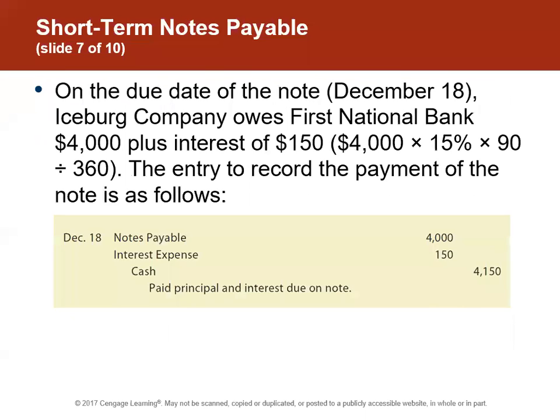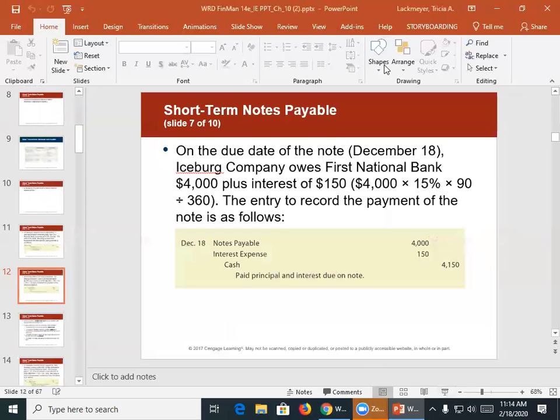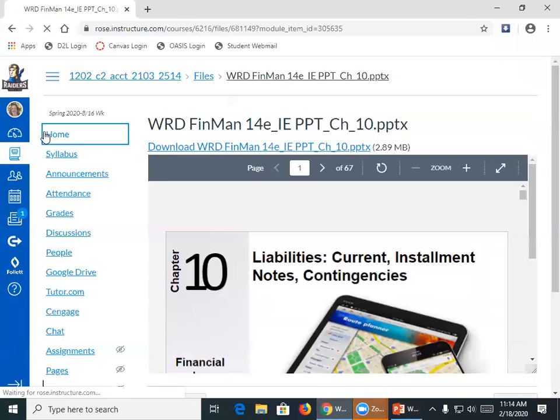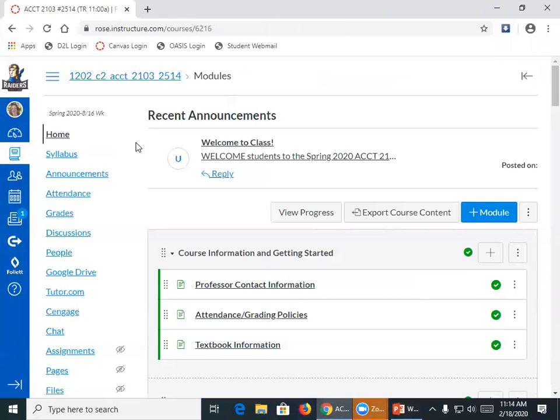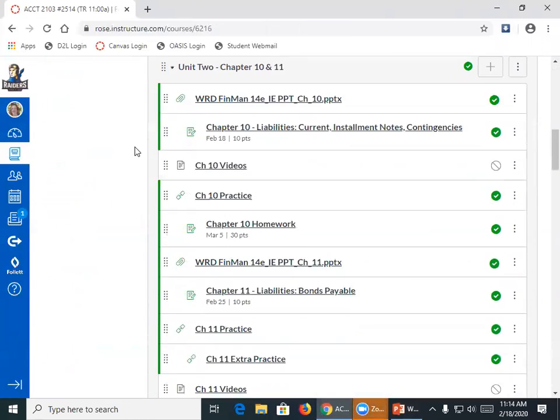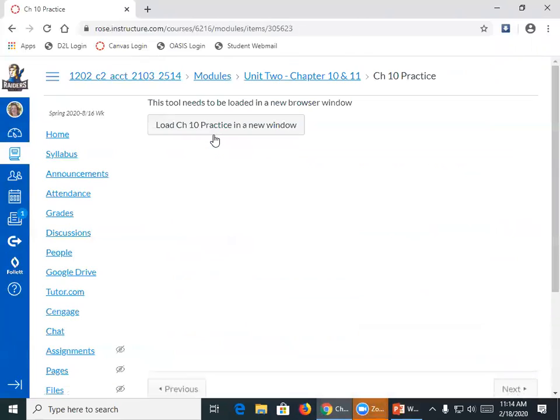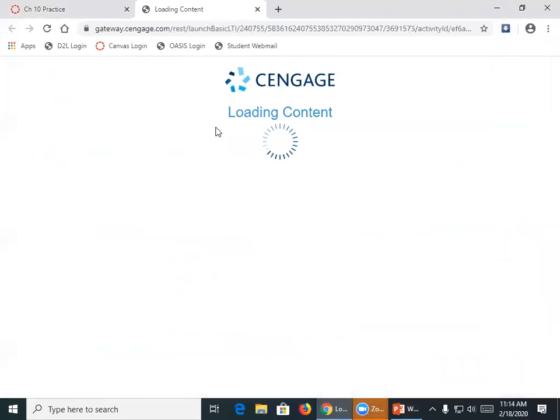Let's stop right there and go to our practice. So if you haven't already, go ahead and log into Canvas and open up that Chapter 10 practice. And we'll do the first one together about issuing notes payable.